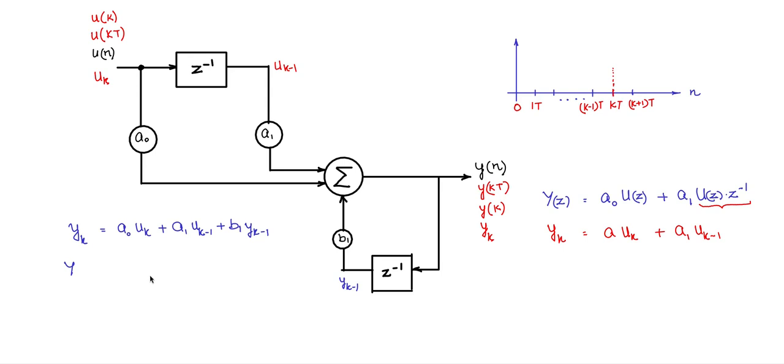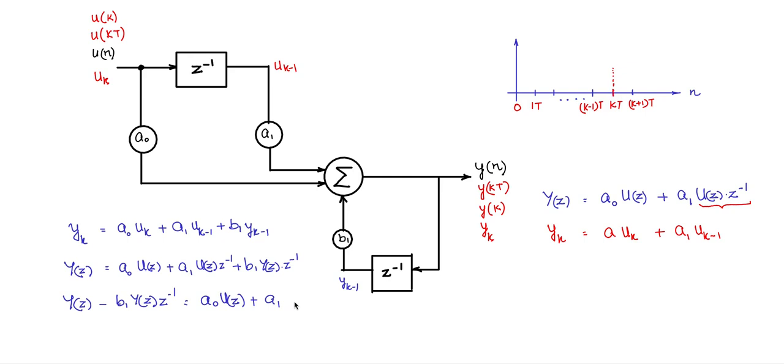So Y(z) is nothing but, I will put the same coefficients: u(k) is U(z), a1, u(k minus 1) is U(z) into z to the power of minus 1, plus b1, y(k minus 1) is Y(z) into z to the power of minus 1. That's it. This is the z transformed equation. So I push the Y(z) term on this side: Y(z) minus b1 Y(z) z to the power of minus 1 equals a naught U(z) plus a1 U(z) z to the power of minus 1.